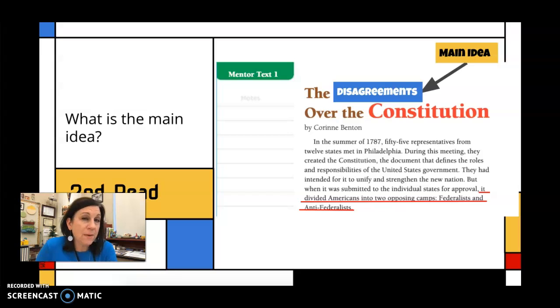But when we're looking for the main idea, which is the disagreements over the Constitution, that last line says, it divided Americans into two opposing camps, Federalists and Anti-Federalists. So it's showing that there's conflict or division. So that's where you can start your main idea.